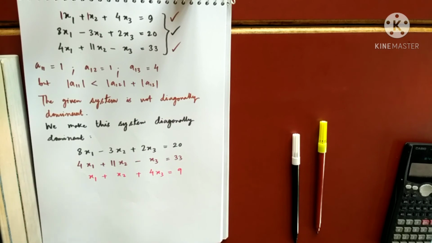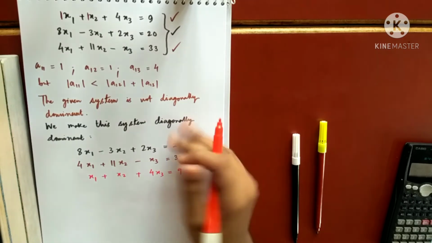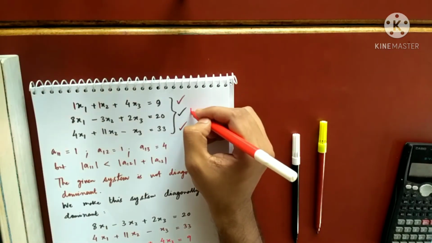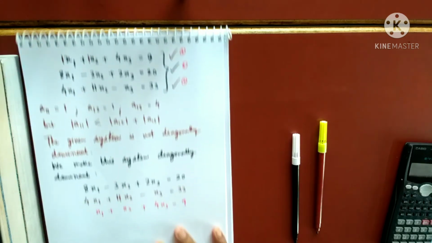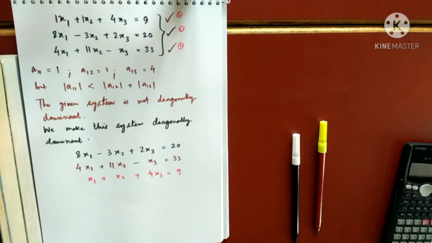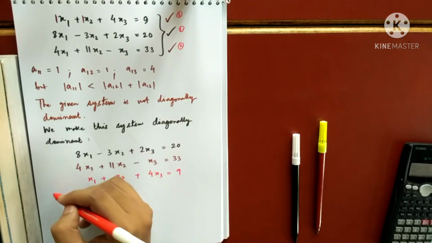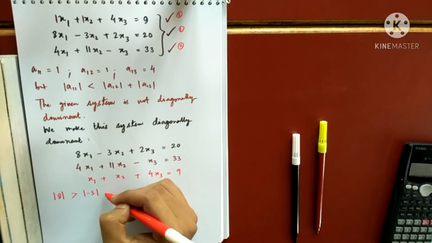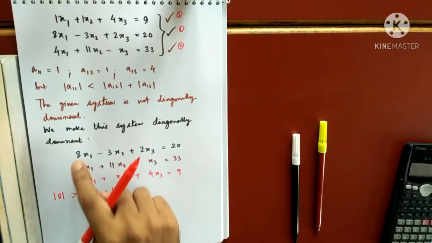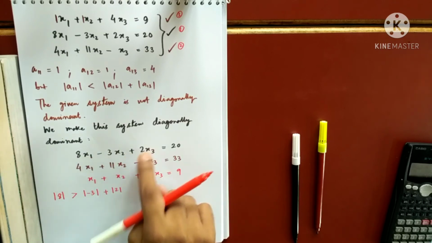That will not hamper the solution because I'm just changing their place, but the equations are exactly the same. This is my new first equation, this is my new second equation, this is my new third equation. And you now see this is diagonally dominant. Why? Actually strictly diagonally dominant. As you can see, mod 8 is greater than mod minus 3 plus mod 2. 8 is greater than 5.